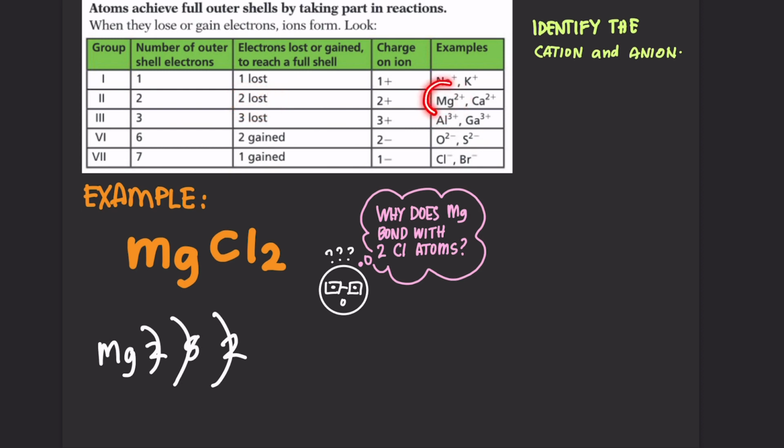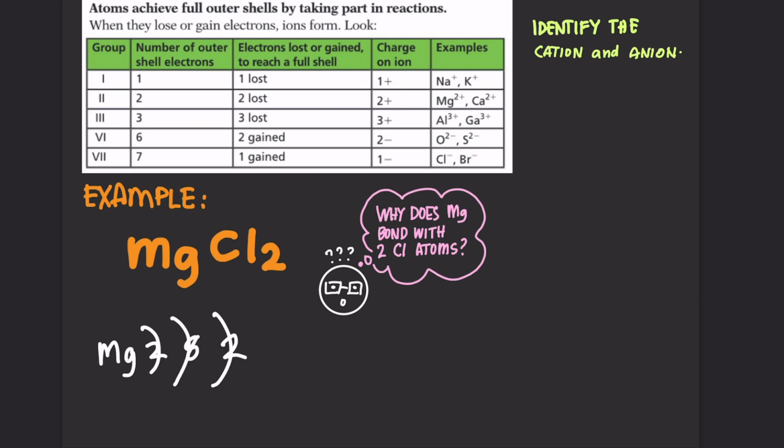So the ion of magnesium is 2 plus. That means it can bond and give away 2 electrons. It wants to lose 2 electrons. Now look at chlorine. Chlorine can only gain 1 because it has 7 in its outer shell. So it can only take 1. But magnesium can give 2. So what's going to happen?